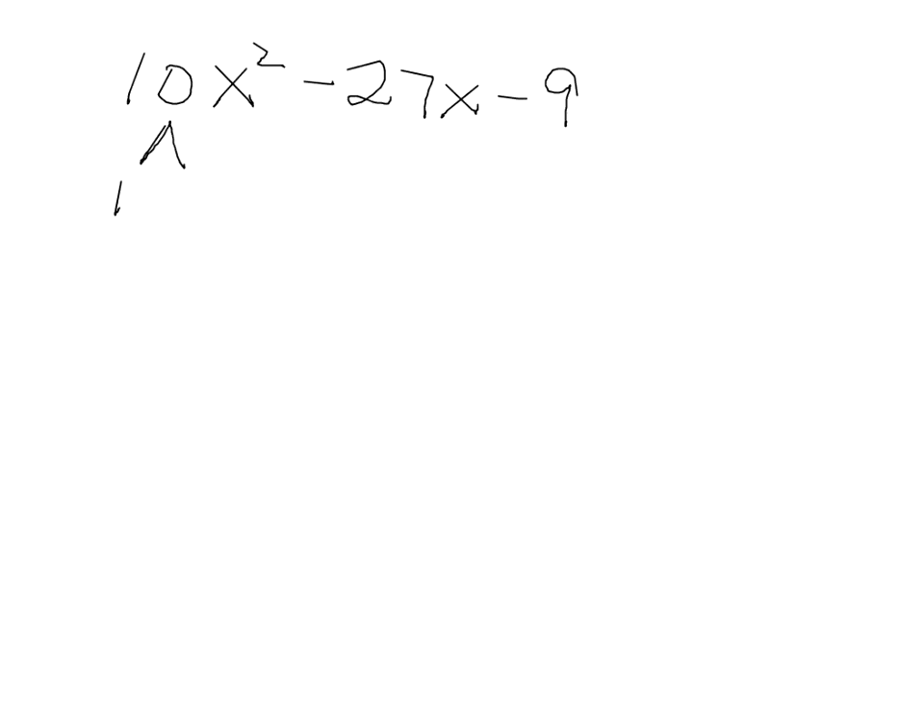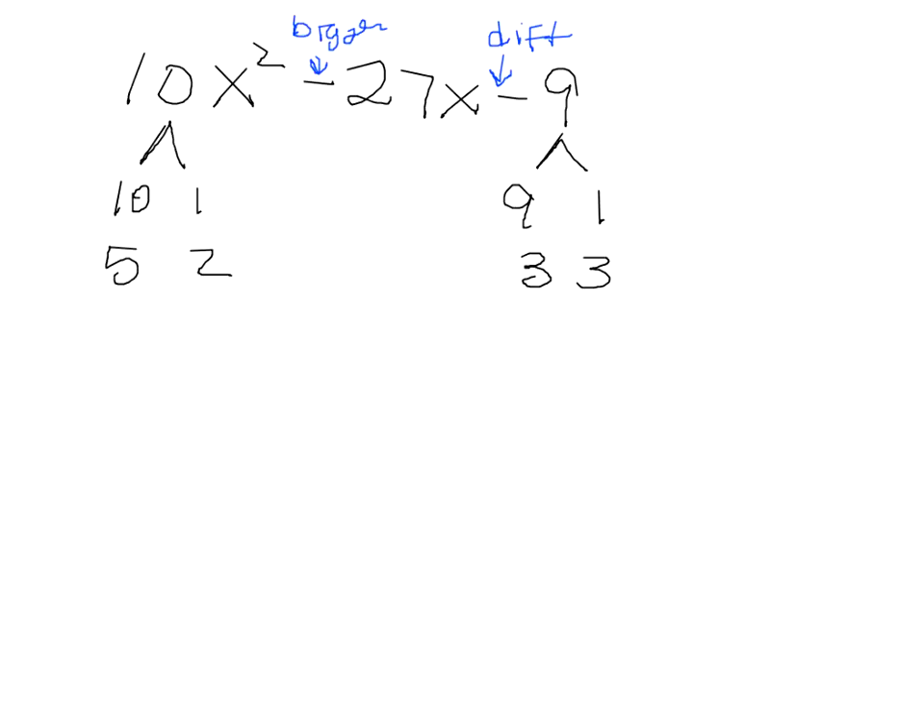All right, this one's a little harder because 10 factors into 10 and 1 and 5 and 2. 9 factors into 9 and 1 and 3 and 3. So now I have to start figuring out what to do. And I may have to do this several times to get it right. So the signs will be different. And the larger one is negative, so bigger is negative.